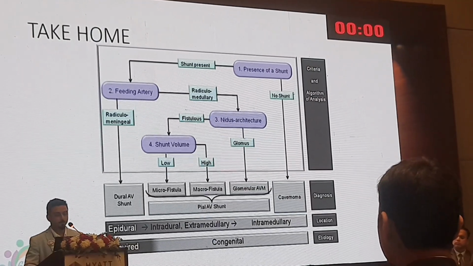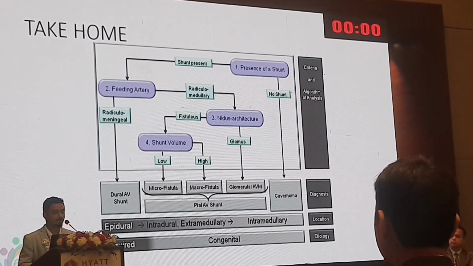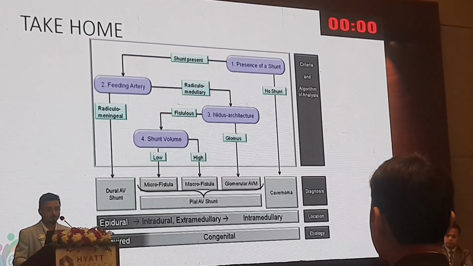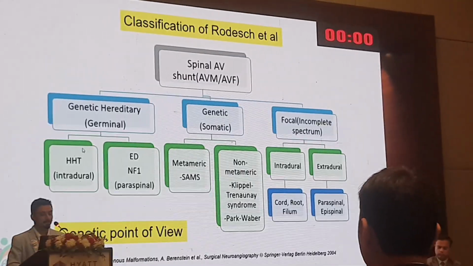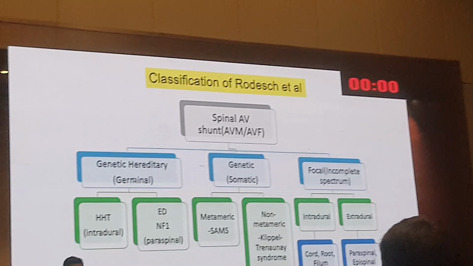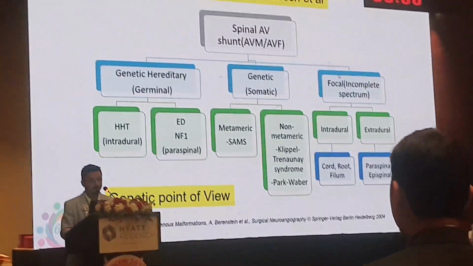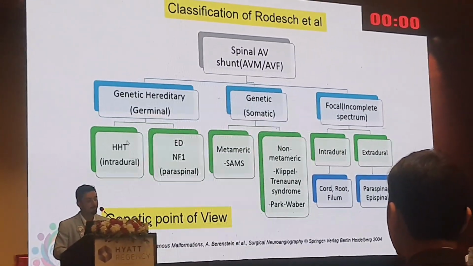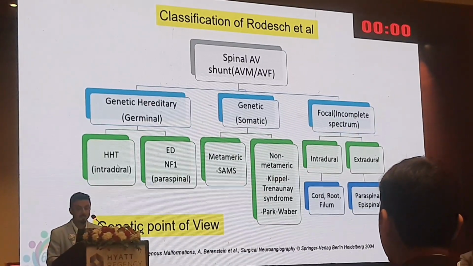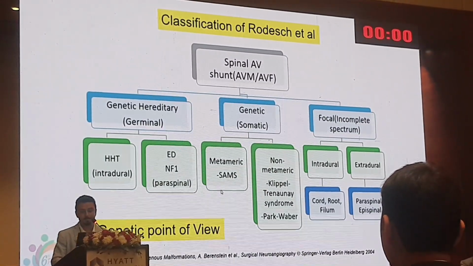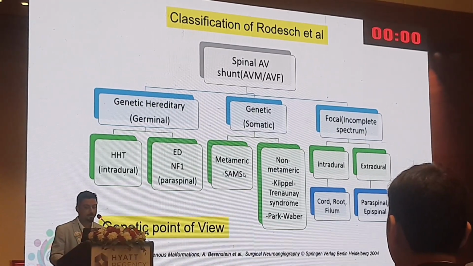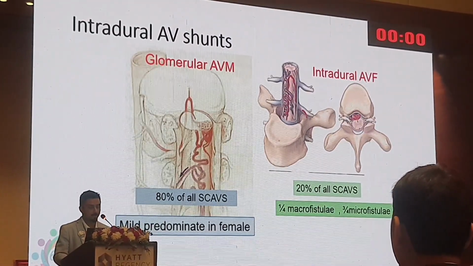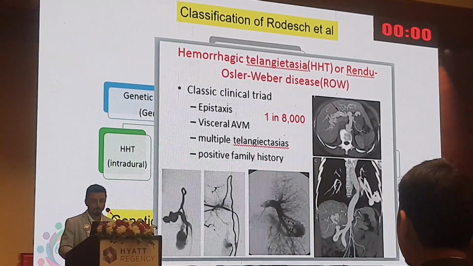So, take-home messages: we need to keep in mind the genetic basis of spinal shunts and the genetic supply, because there are genetic hereditary, germinal, genetic somatic, and then acquired forms. You need to keep in mind hereditary hemorrhagic telangiectasia, and I could not discuss the metameric syndromes because of time, but just to have a brief idea of this genetic approach is real, and some types.